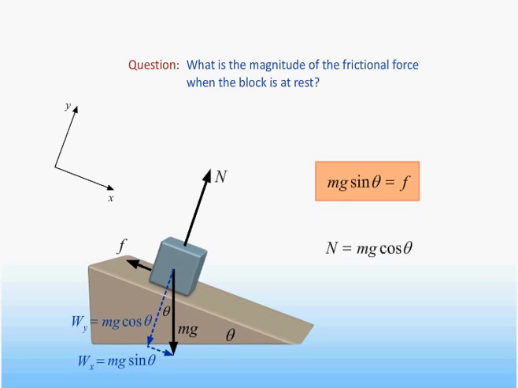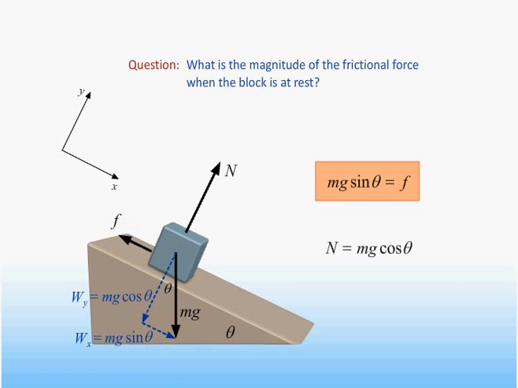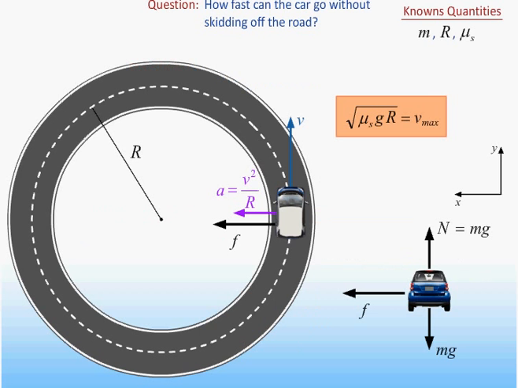As we increase theta, both the friction force and the x component of the weight increase. At some angle, theta max, the static friction force can increase no more, and the block will begin to slide. We can determine theta max by setting the static friction force equal to its maximum value, which is mu sub s times N. When we do this, we see that the tangent of theta max is just equal to the coefficient of static friction.